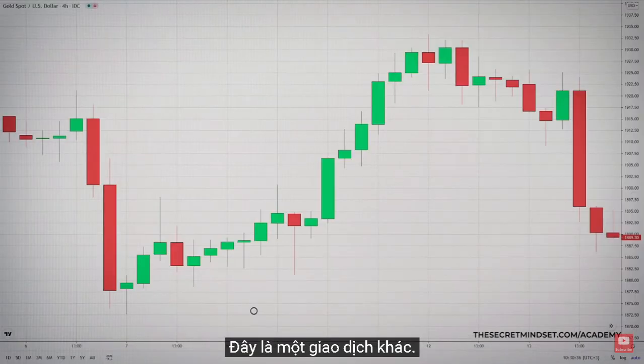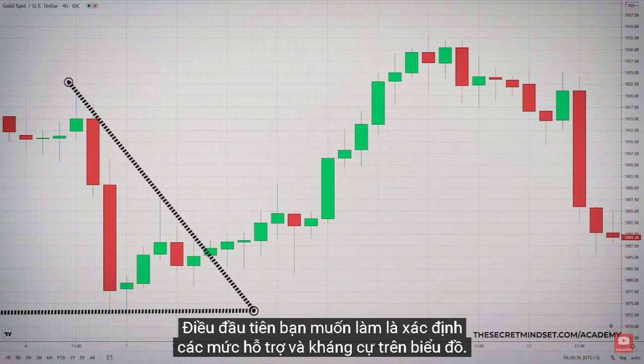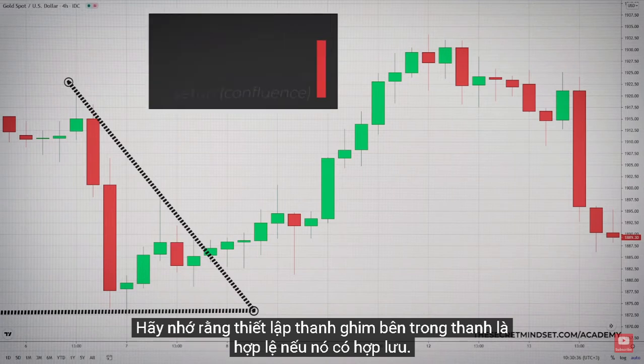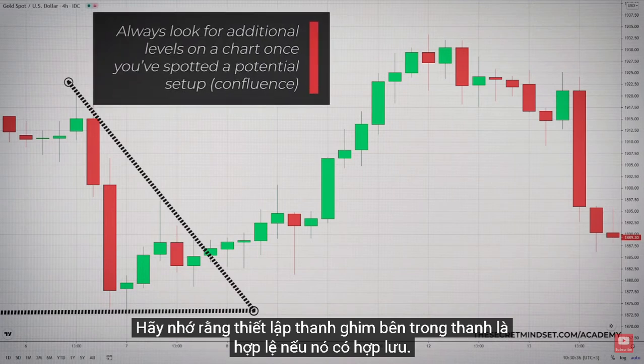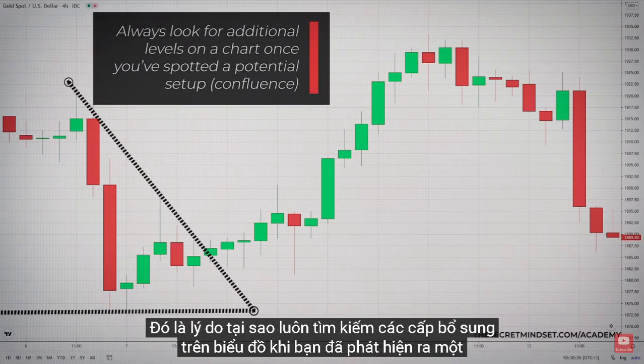Here's another trade. The first thing you want to do is to identify the support and resistance levels on the chart. Remember that a pin bar inside bar setup is valid if it has confluence. That's why always look for additional levels on the chart once you've spotted a potential setup.